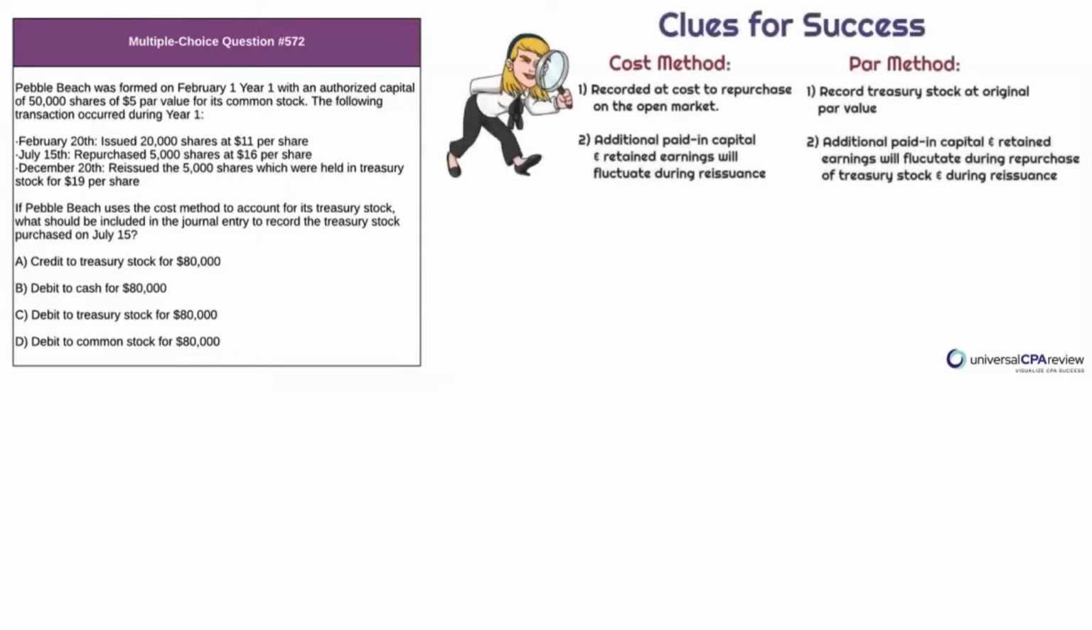Because what we need to do is understand the journal entry and whether they use the cost method or the par method, right? Because that impacts the type of entry that we would record. So as you can see on the screen, we have the cost method and the par method. Well, fortunately, the company is using the cost method. And under the cost method, you record that treasury stock at the repurchase cost. So this is the quite simple method. Fortunately, they're not using the par method because that method's a little more difficult.